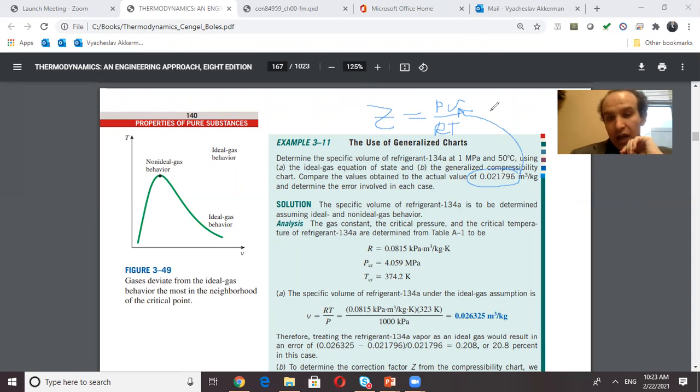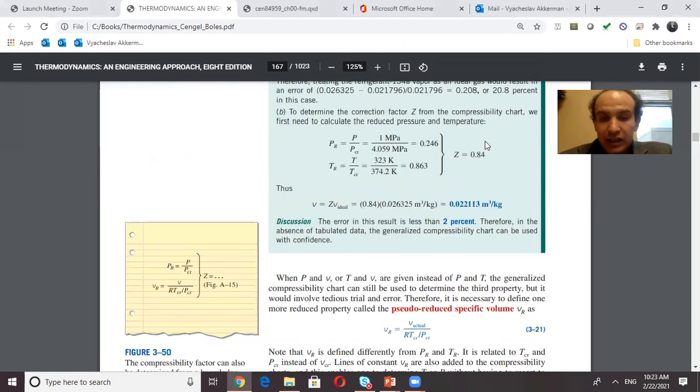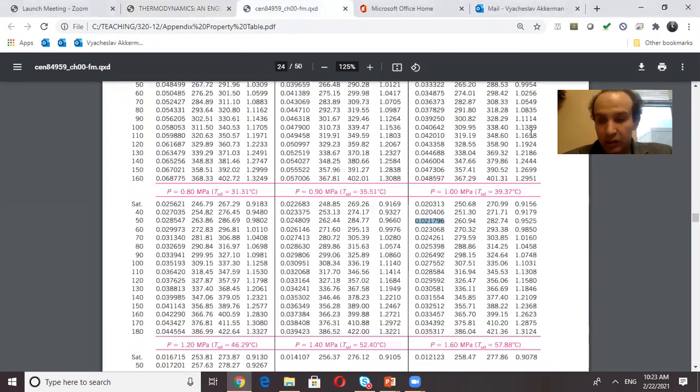You can do it. But what happens if you don't have this V? Then you should calculate based on the compressibility chart. That's what you do in your homework. In your homework, you do both of these examples. So that's the example of how to find Z. You should find the critical value, and you should find the real value. So how do we get the critical value? Again, go to your tables.